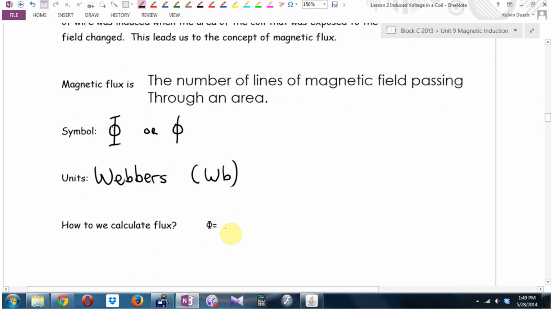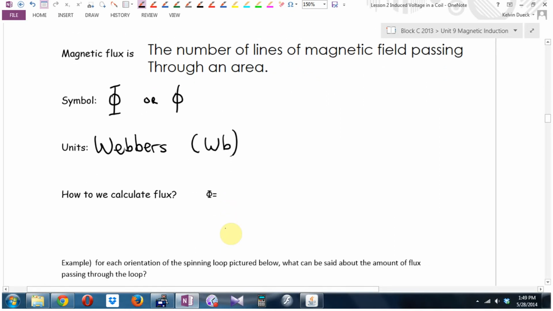How do we calculate flux? Faraday said, you know what? It's the strength of the magnetic field times the area that's exposed to the magnetic field, but these two need to be at right angles to each other. If they aren't at right angles to each other, if they're parallel, how much flux is going through this roll of tape? 0. Maximum.